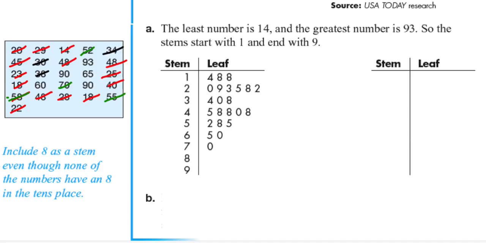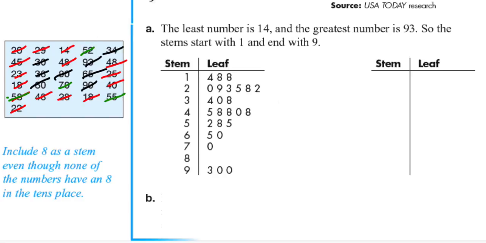And finally, stem 9 will have 93, 90, and 90. We forgot 60. There's 65 and 60. We forgot stem 6, sorry. Okay, so we crossed out all the numbers. All the leaves now are there.